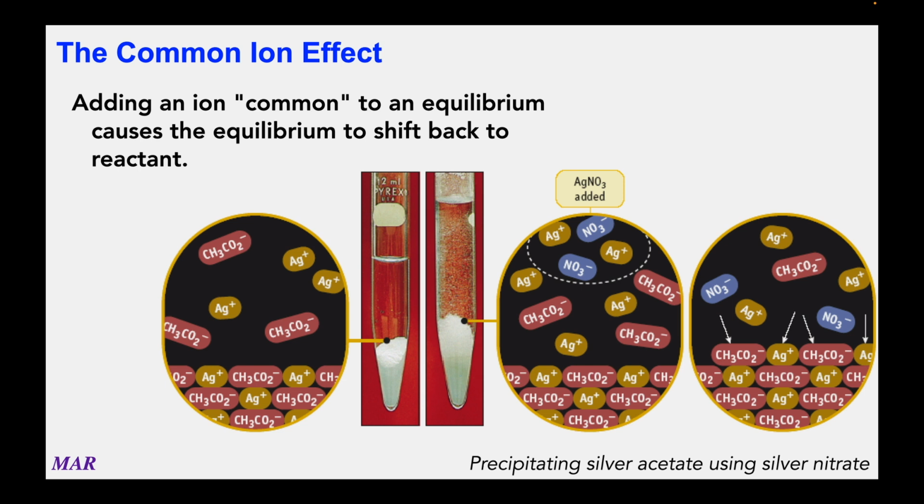However, by adding an ion like this, we're adding in another species. So we're adding nitrate from silver nitrate. So at the end now, nitrate is running around.